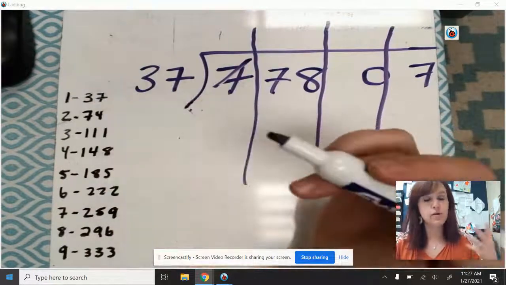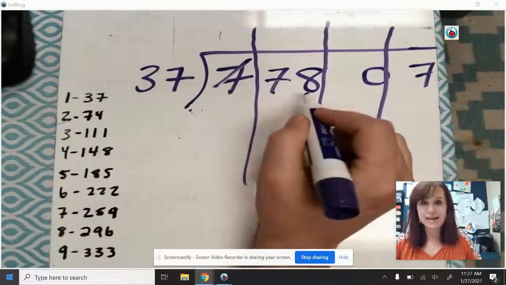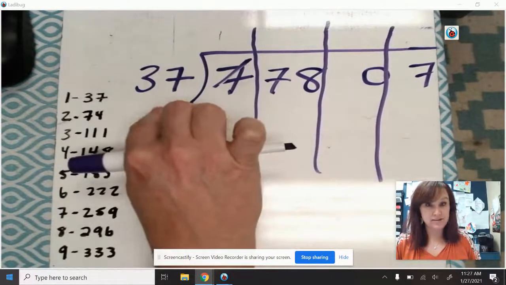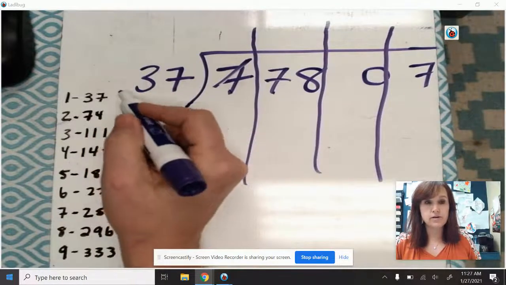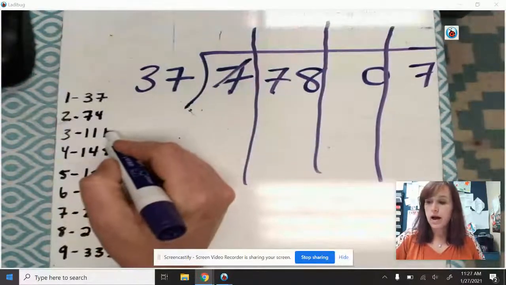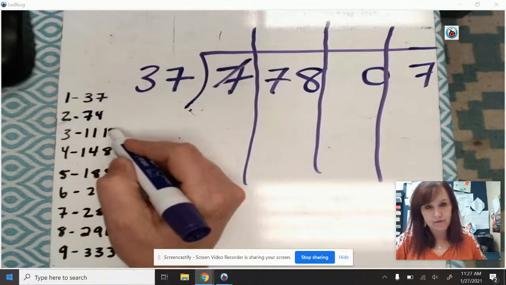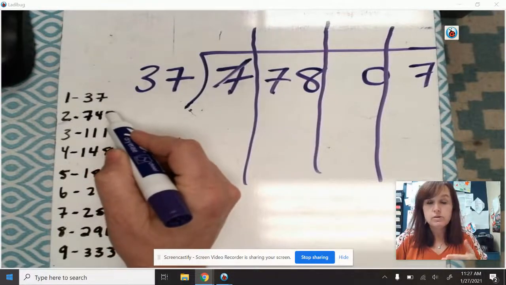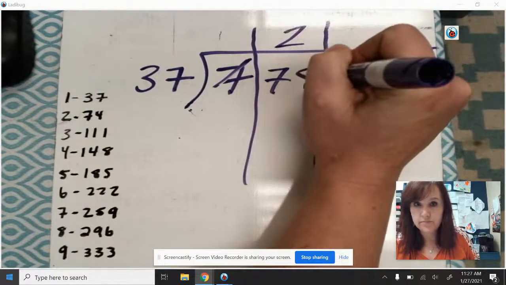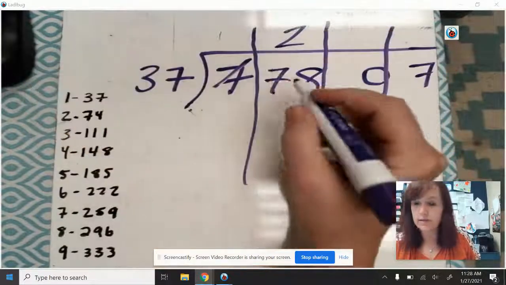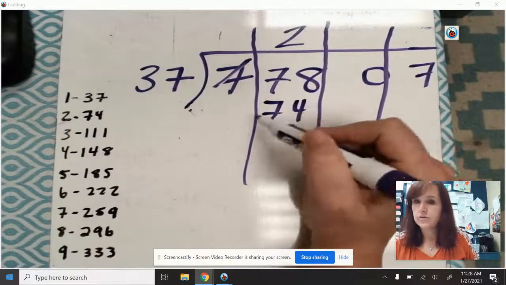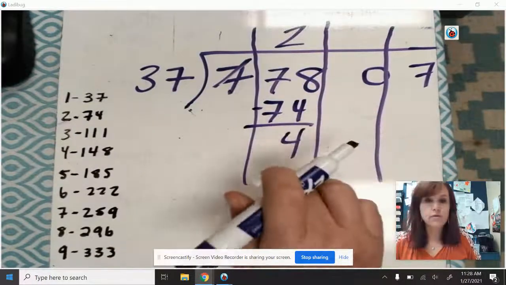The answer is yes. But the next question is, how many $100 bills, because we're in the hundreds column, how many of these can I give each of my friends? Well, I'm going to come over here to my chart, and I got to see how close I can get to 78 without going over. So I don't have 111 hundreds to give, but I do have 74. So if I give each of my people 2 from this column, 2 times 37 is 74. So I had 78. I used up 74. I have 4 left over.